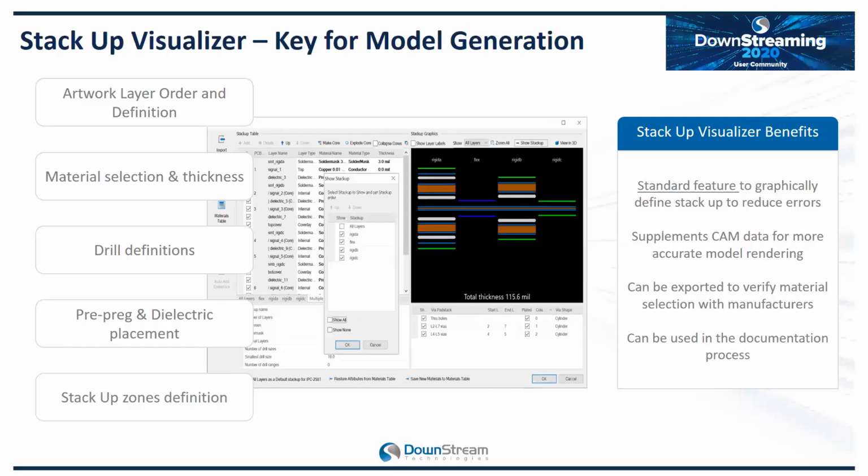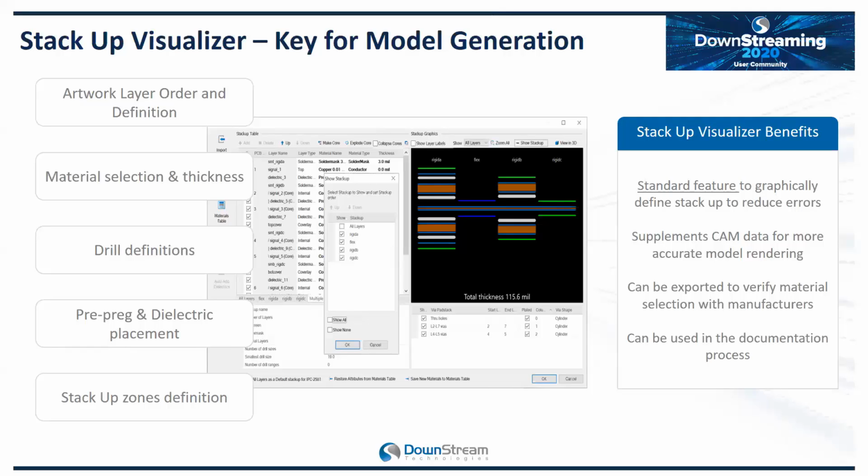A drill file is a drill file. It's basically a list of X and Y coordinates that tells an NC drill machine to plunge and make a hole here and make a hole there. One drill file doesn't know it's a blind and buried drill file versus a through hole. We have to tell this to the system. The stack-up visualizer allows you to do that both graphically and in a table format, and also to generate a 3D model of that stack-up for the same reasons, to be able to look at it in a different way.